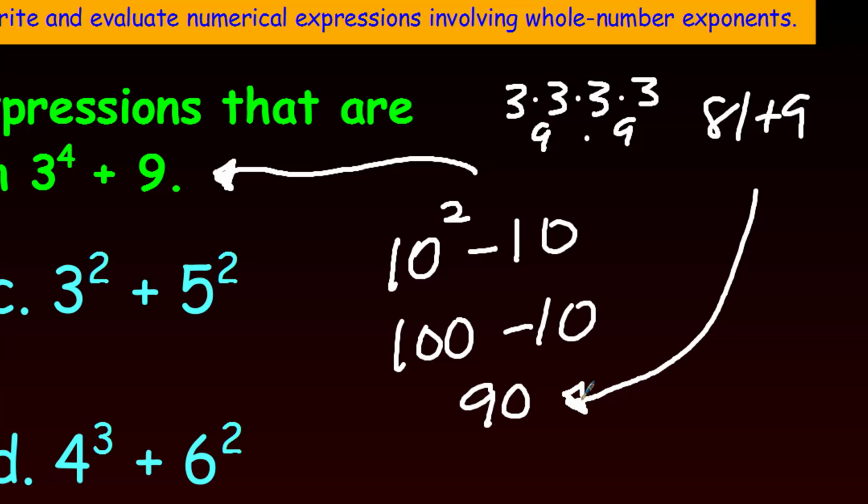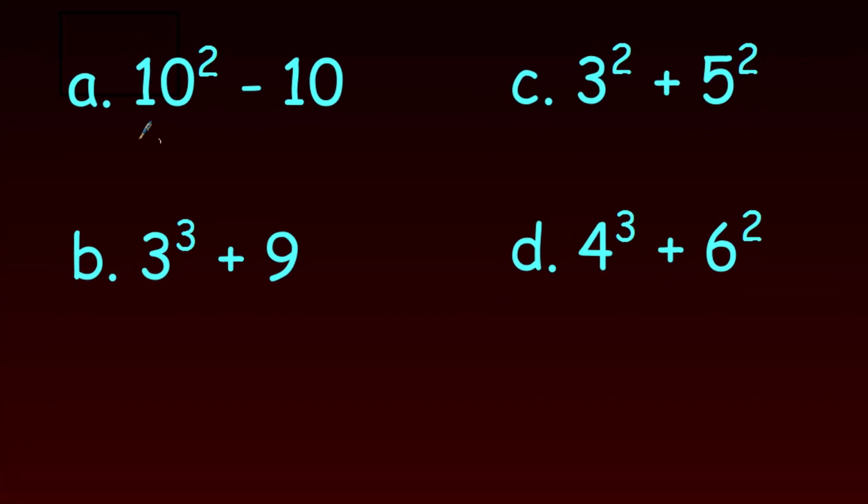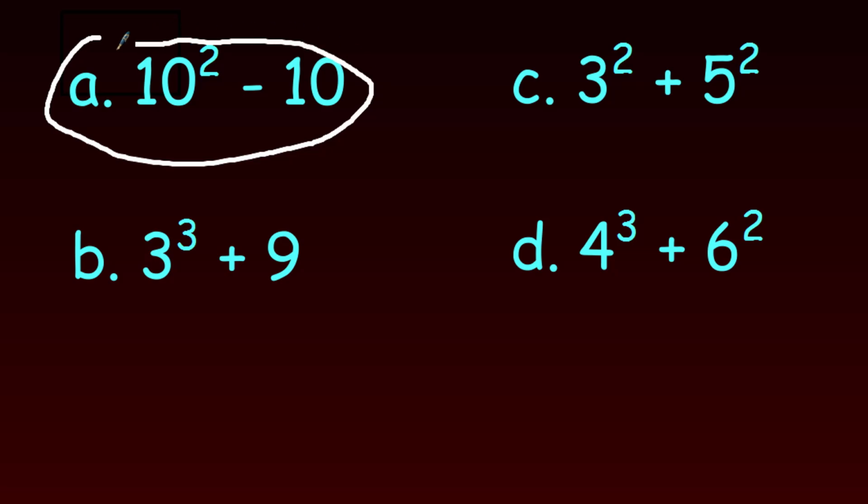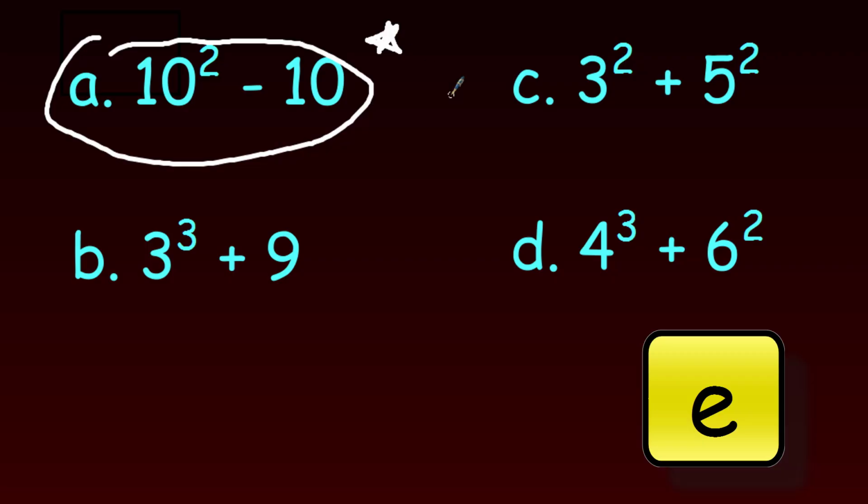Yeah, that's right, that's 90. So this one definitely has the same value. You get a little star. Okay, and then B says 3 raised to the third power plus 9.